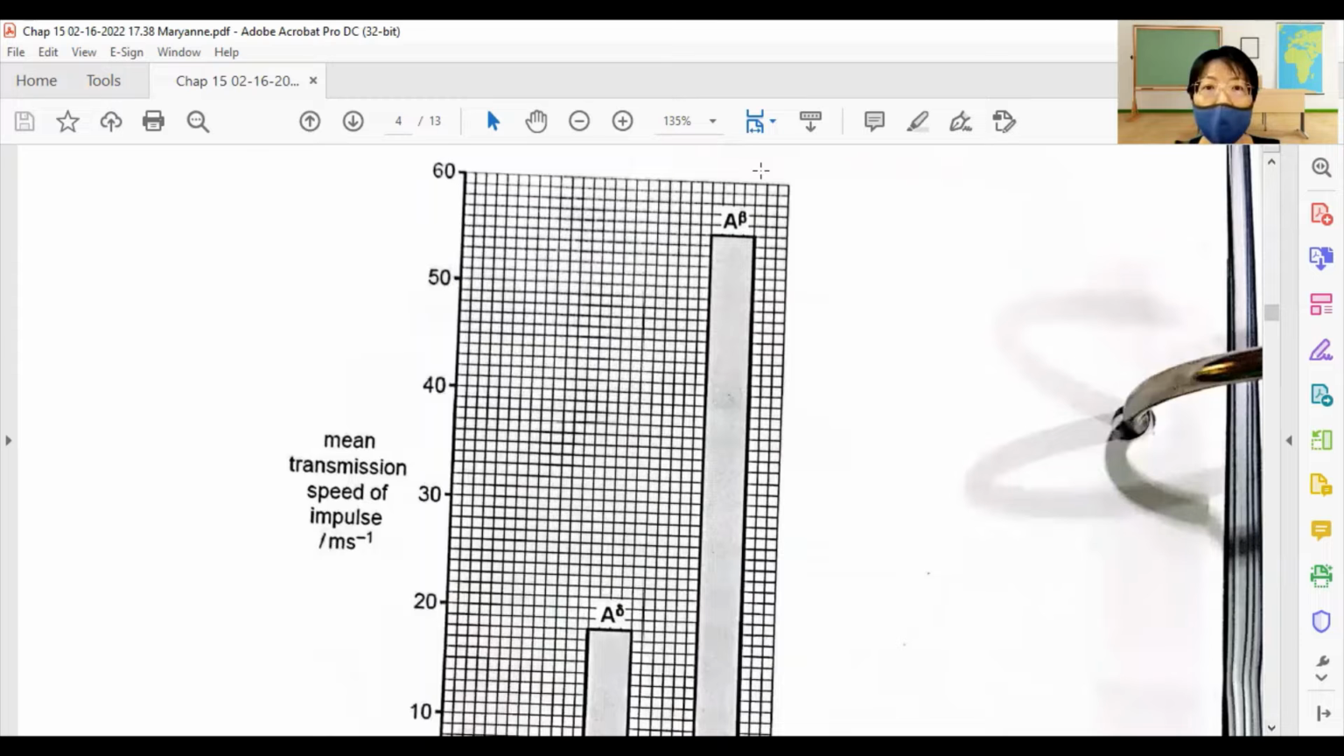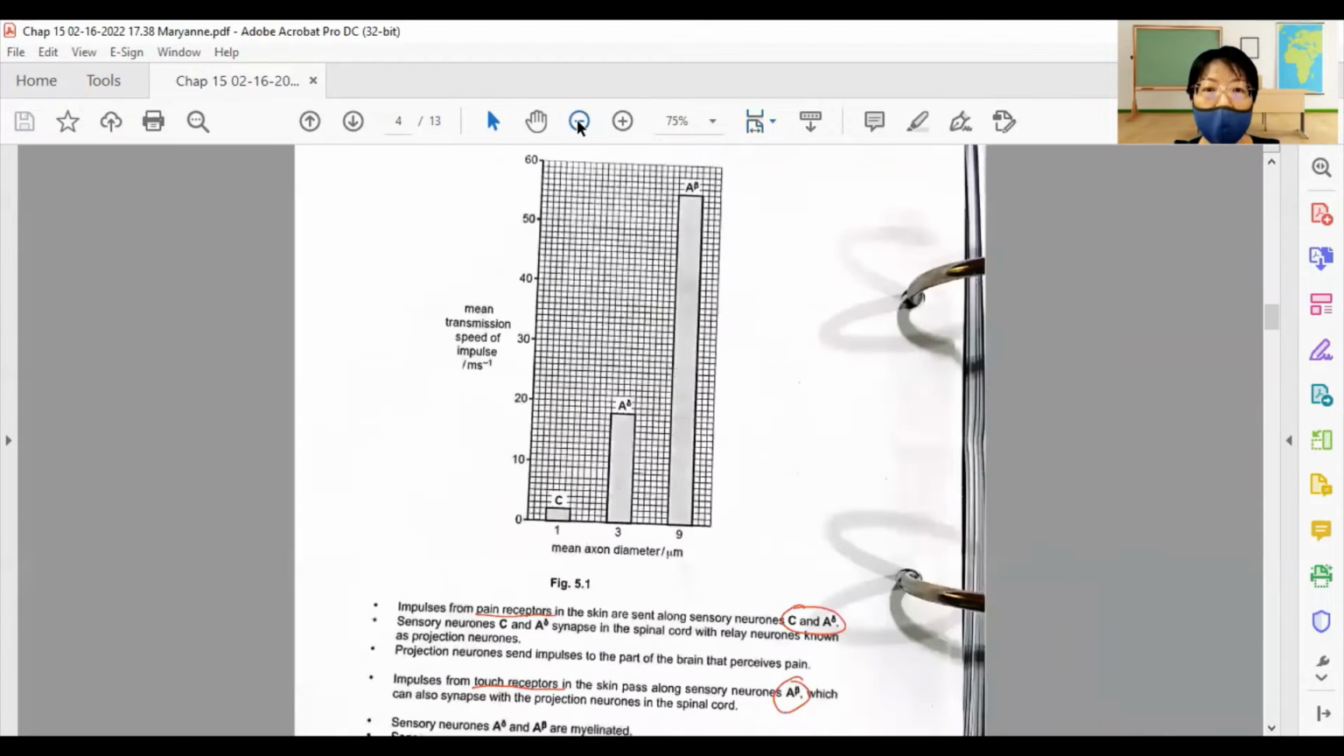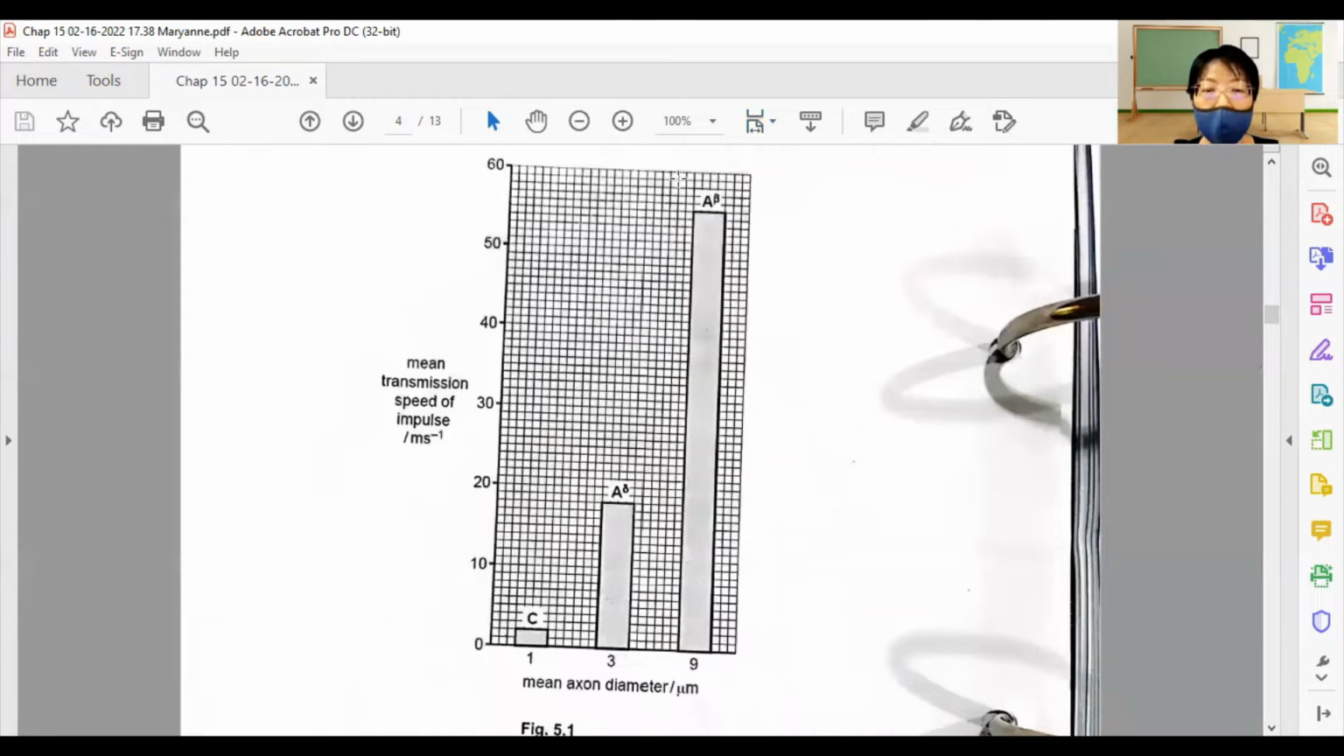Looks like I need to make it smaller. Okay, so like this you can see. So mean transmission speed of impulse versus 3 different types of neuron, and they actually show here mean axon diameter. Can you see that? So when the diameter of axon is higher, the speed of conduction is also higher. So this one is very direct, right? But the question is very indirect.